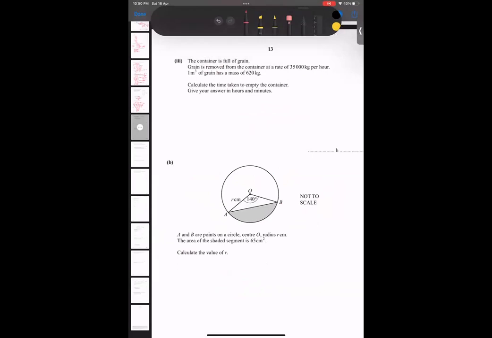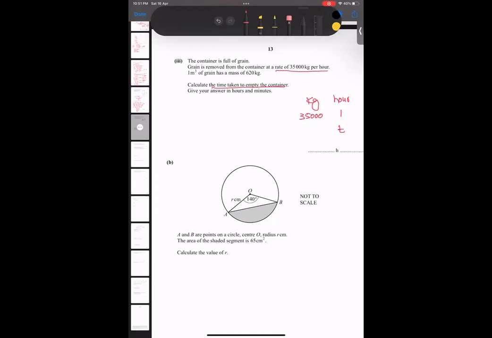The container is full of grains, okay, full of grains. And grains are removed from the container at the rate of 35,000 per hour. So we need to find the hours. So it means the kilogram per hour. So 35,000 kilograms in 1 hour. Very, very clear. And I want to find the time taken to empty the container. So the whole volume should leak out, should go away or be removed from the container.